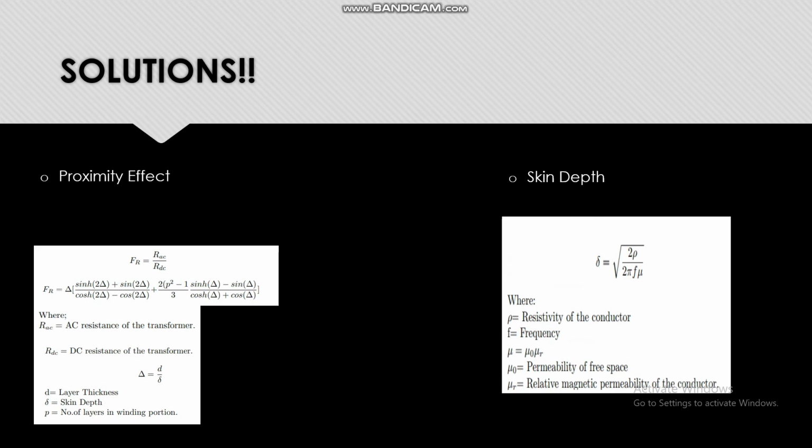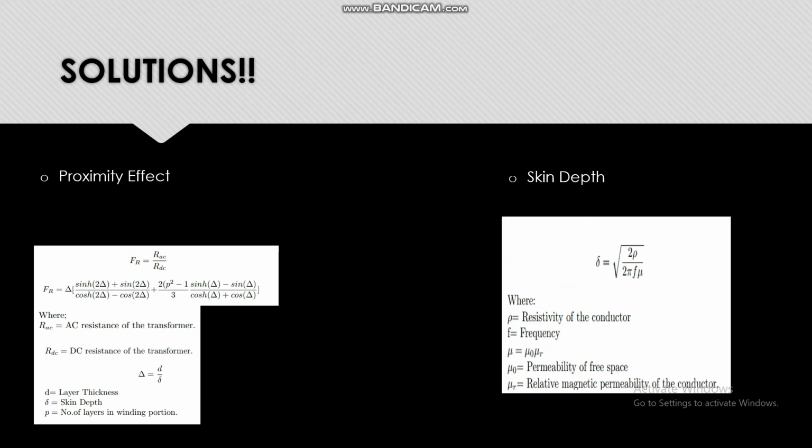For sinusoidal currents, current density is an exponentially decaying function of distance into the conductor, with a characteristic length known as the penetration depth or skin depth. To diminish the proximity impact, as I discussed earlier, it should be near to 1. The following formula is the ratio of the AC resistance of a transformer to the DC resistance of a transformer, which is derived with the help of Dowell's expression. The skin depth can be calculated from this formula.